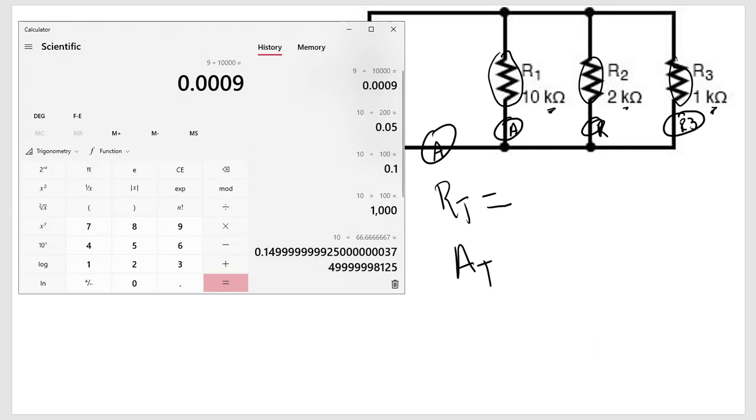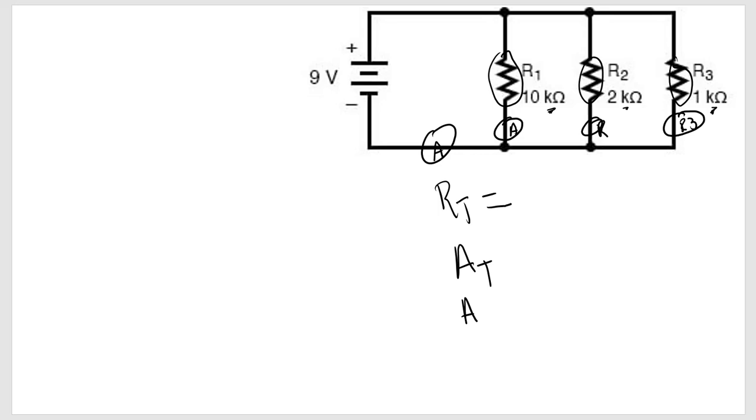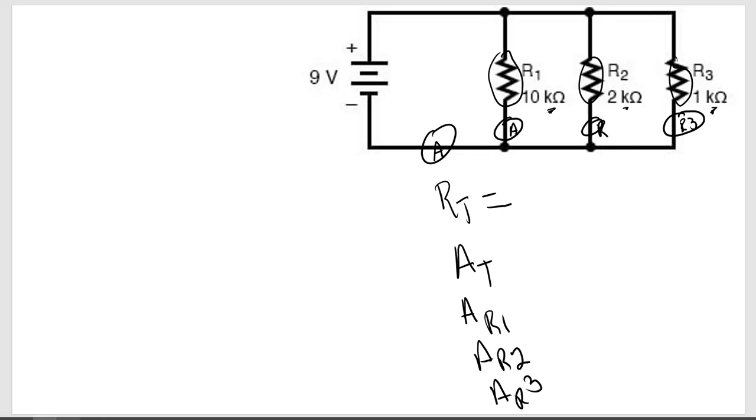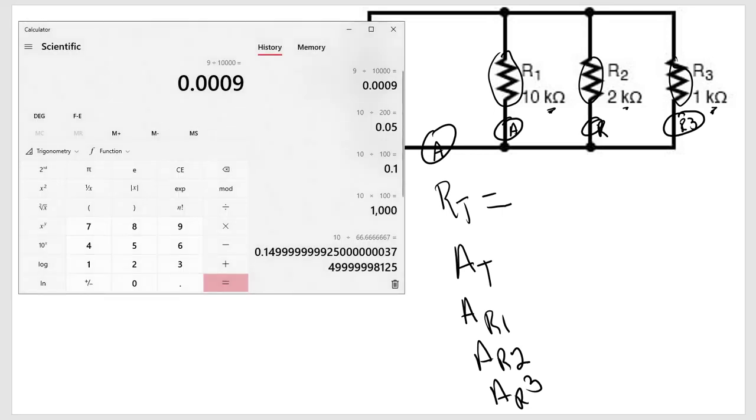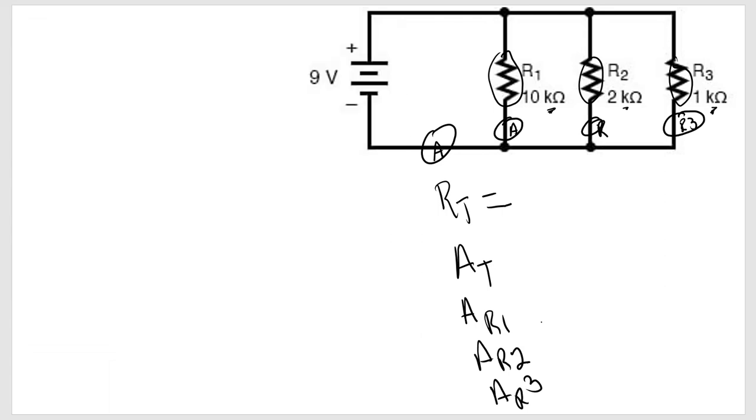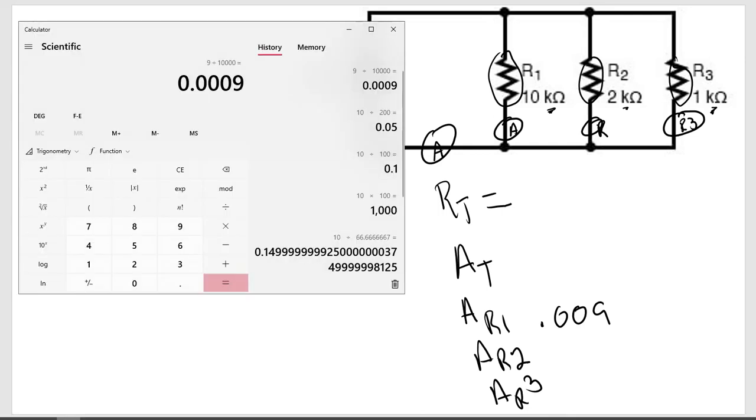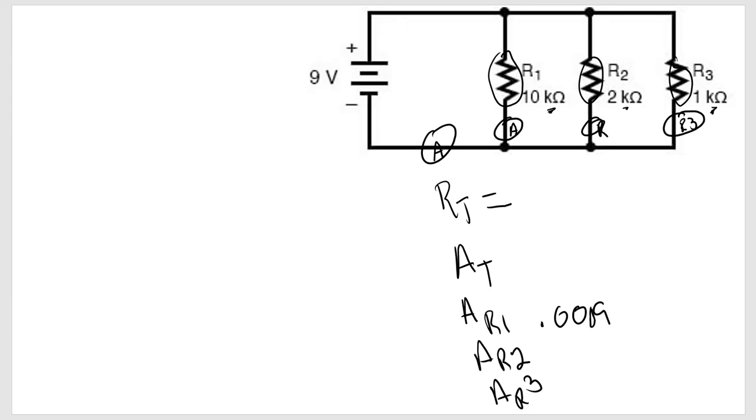So we can do this a couple ways. I should have explained to you what I was doing before I did it. So the amps across resistor 1, amps across resistor 2, amps across resistor 3. I wanted to do this one a little bit different than the other ones just to show you that there's many ways we can do this. So it is 0.0009, and that's across R1. So 0.009 amps.